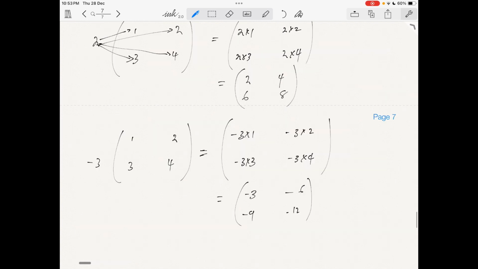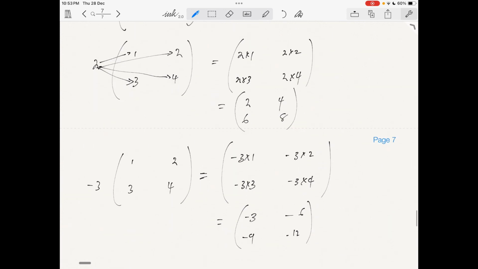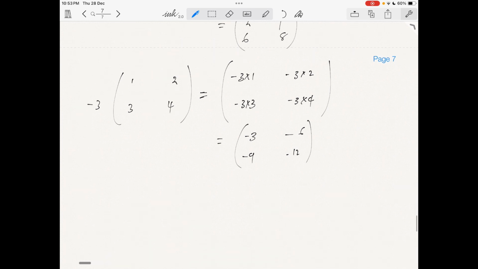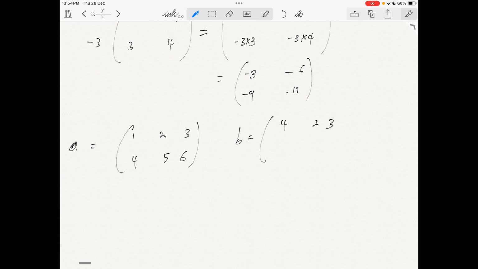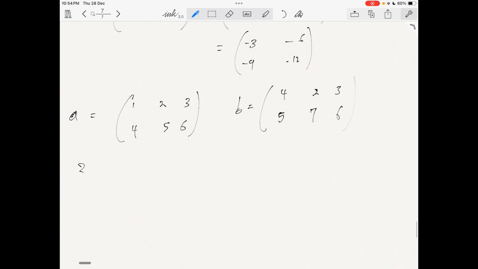So now we can involve scalar multiplication and incorporate it into addition and subtraction of matrices, which will make it more fun. So if we have two matrices, let's say matrix A is given as 1, 2, 3, 4, 5, 6, and matrix B is given as 4, 2, 3, 5, 7, 6. Okay, and we are asked to evaluate 3A plus B.